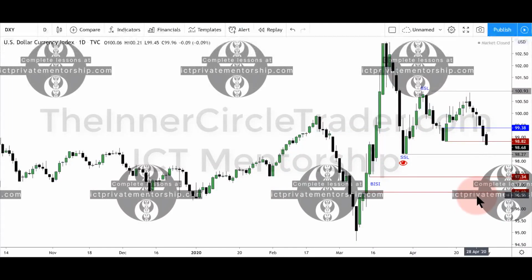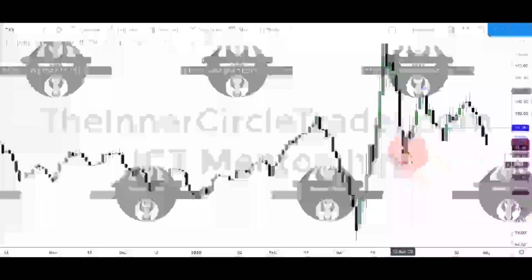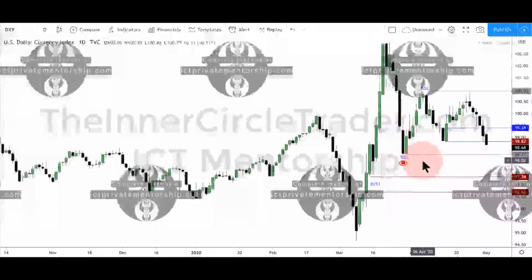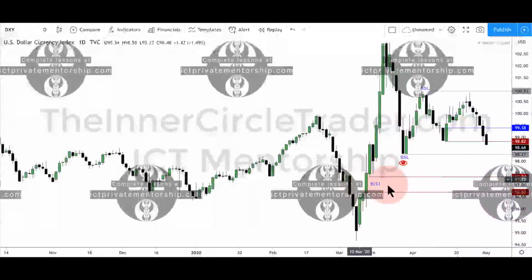I'm going to hold off with that as an objective right now. I just want to see if we can continue and move into a deeper run on this sell side liquidity pool. And if we do get below that and momentum gains, then our attention goes right to here, this BISI. This particular candle's low is the next point of reference for IPDA.